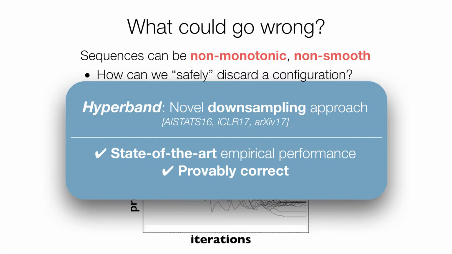It's called Hyperband. It's this novel downsampling approach. What I'll show you in the next few slides is we're able to achieve state-of-the-art empirical performance, which is nice, using this downsampling-based approach. But what's also nice is that we're able to show that it's provably correct. And what I mean by provably correct is that we directly answer this question of how can we safely discard a configuration. We can show that provably you're not going to throw something out too soon.